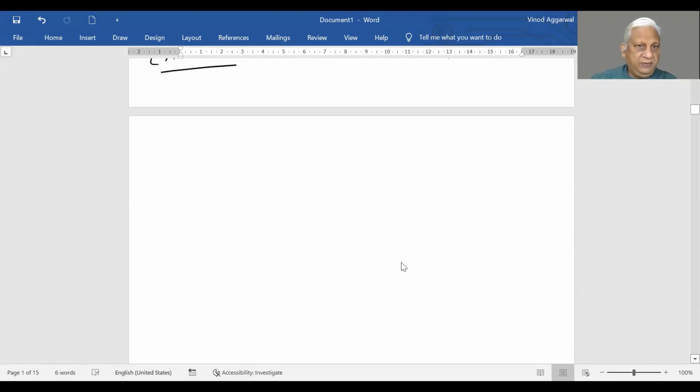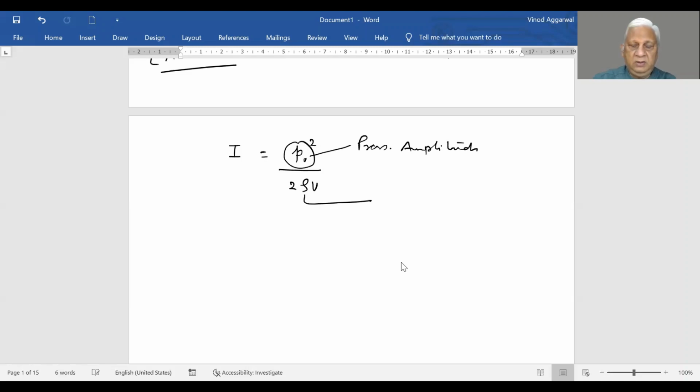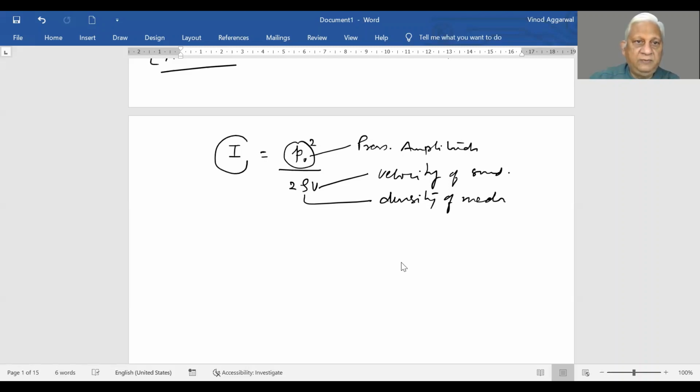Another is intensity of sound. Intensity of sound is defined as pressure amplitude, this is pressure amplitude, this is again density of media, this is velocity of sound. Okay. So this is how you define intensity of sound.